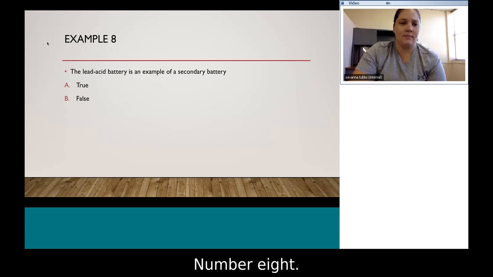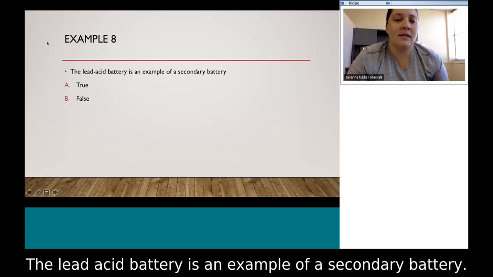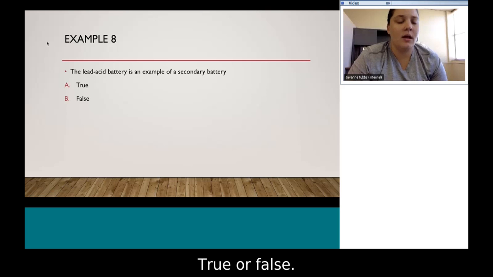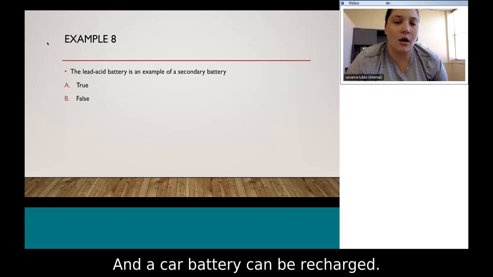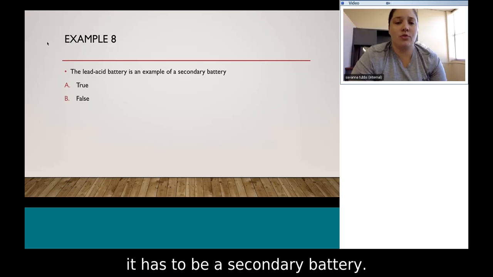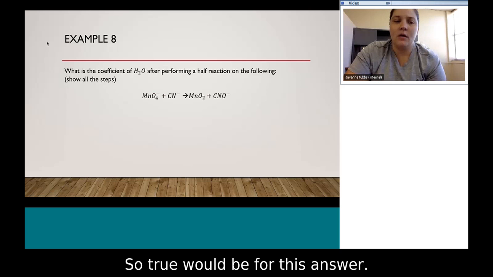Number 8. The lead acid battery is an example of a secondary battery. True or false? This one is true. A lead acid battery is going to be something such as a car battery. And a car battery can be recharged. And for something to be rechargeable, it has to be a secondary battery. So true would be for this answer.